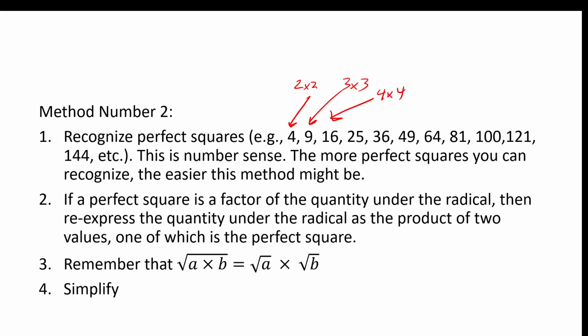Now, this is number sense. The more perfect squares you recognize, the easier this method is. If a perfect square is a factor of the quantity under the radical, then we can re-express the quantity under the radical as the product of two values, one of which is the perfect square. And then we recall that the square root of a times b is equal to the square root of a times the square root of b. This is a property of square roots. And so at the end then we simplify.